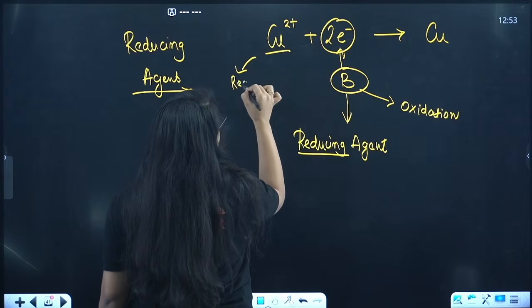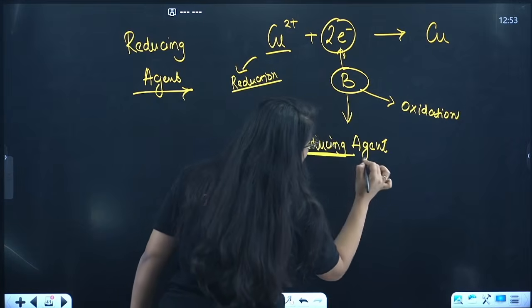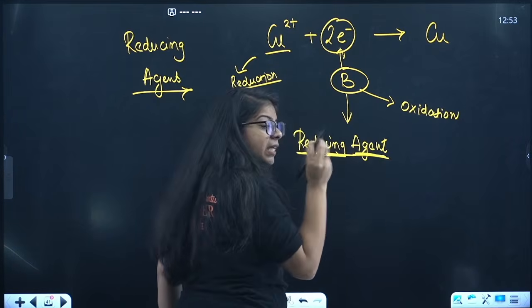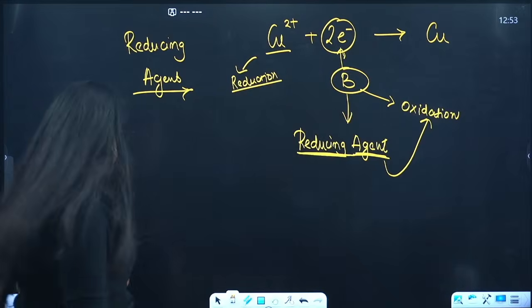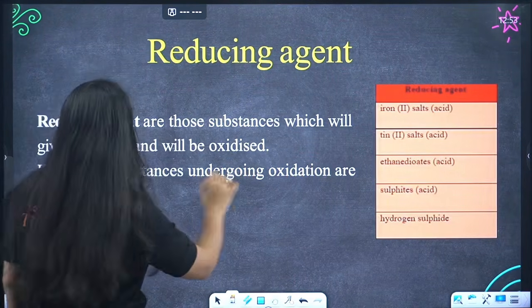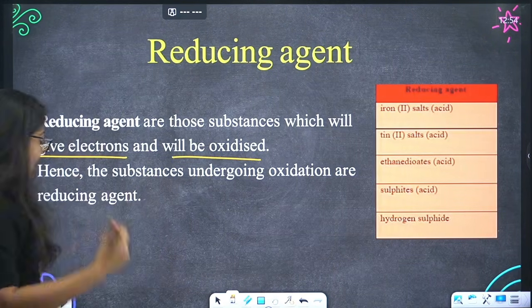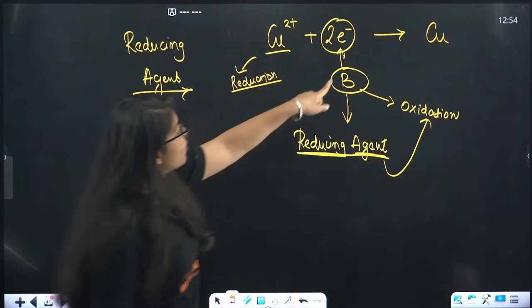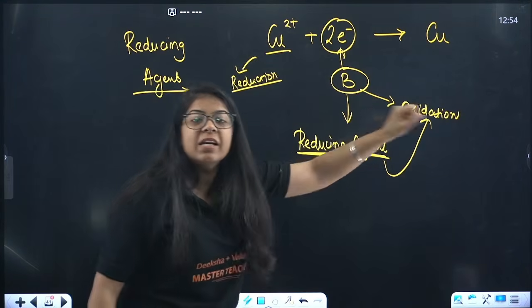On Cu, what is happening? Reduction is happening. So that means whatever this reducing agent is, on this reducing agent, oxidation will happen. Let's see what's written. Reducing agents are those substances which will give electrons and will be oxidized. They will give electrons, they lose electrons and they get oxidized.